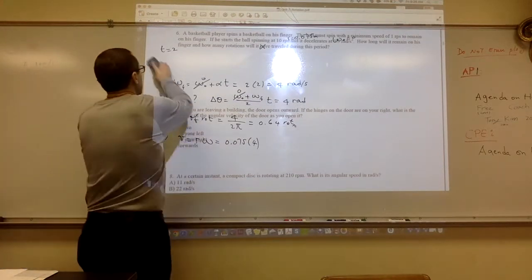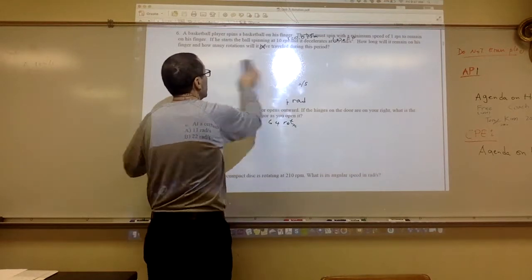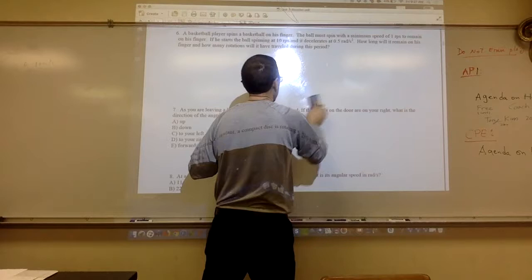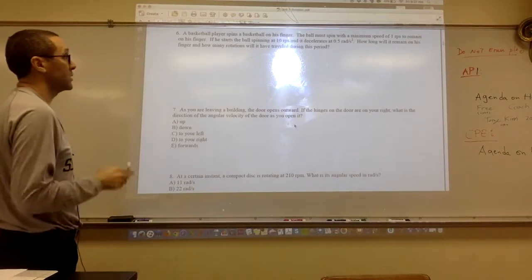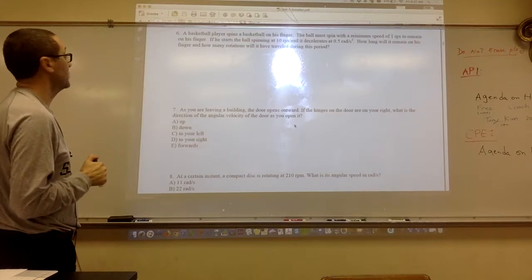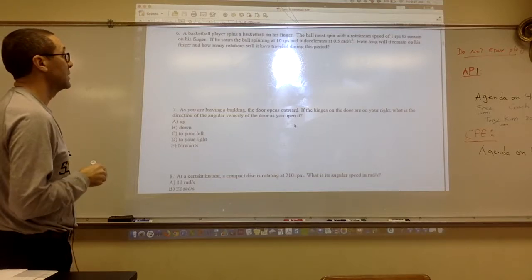Okay. A basketball player spins a basketball on his finger. The ball must spin with a minimum speed of 1 RPS, so that's rotations per second, to remain on his finger. If he starts the ball spinning at 10 RPS and it decelerates at 0.5, how long will it remain on his finger?